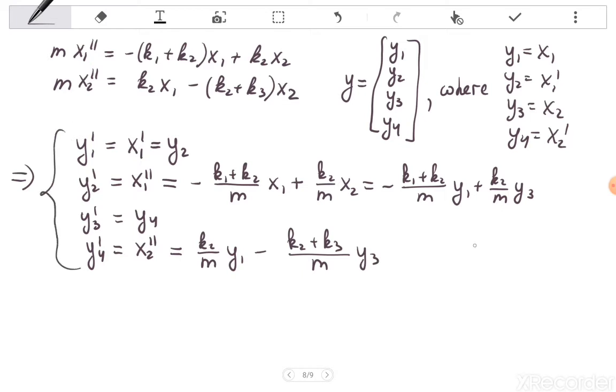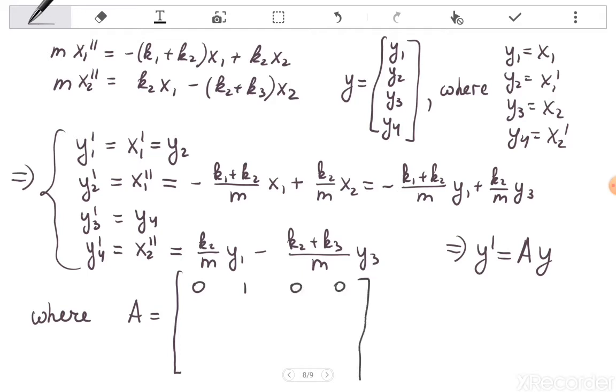So we get the equation y prime is Ay, where A is a 4 times 4 matrix. Let me write it. In the first row we have only 1. On the second place, in the second equation, we have two coefficients. In front of y1, we have minus (k1 plus k2) over m. For y2, we don't have any coefficient. For y3, we have k2 over m. For y4, we have 0. In the third row, we have 0, 0, 0, and 1 on the y4, so on the last place.